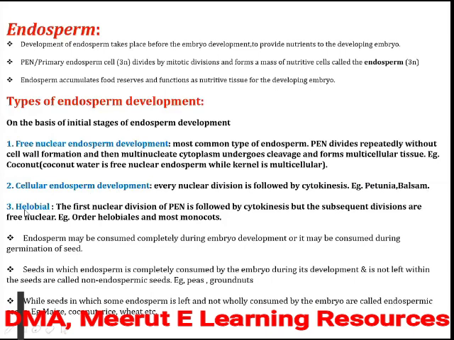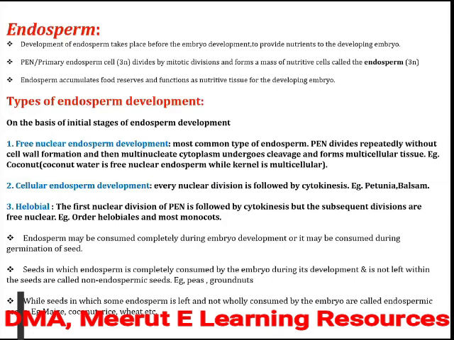Now another is helobial. Helobial is where the first nuclear division is followed by cell division. So the primary endosperm nucleus divides, and then the cell also divides into two. Further nuclear divisions are not followed by cell divisions. So the subsequent nuclear divisions are not followed by cell division, and within the two cells you find many free nuclei. Where do you find them? You can find them in order Helobiales and in most of the monocots.